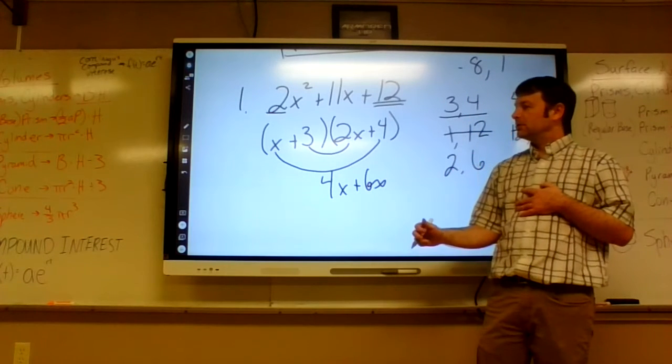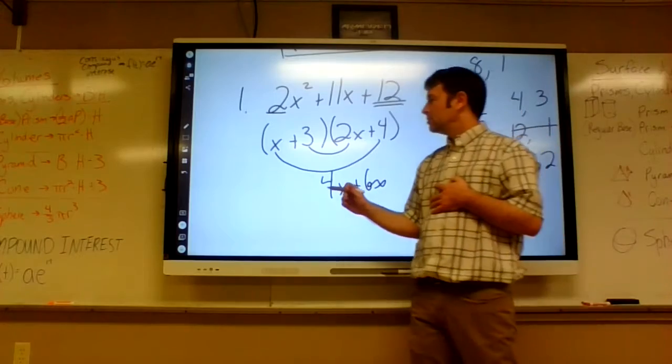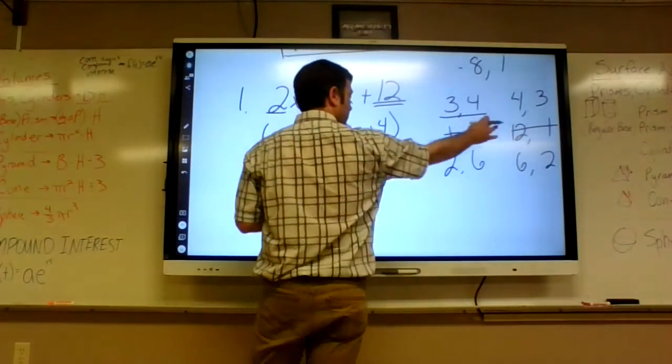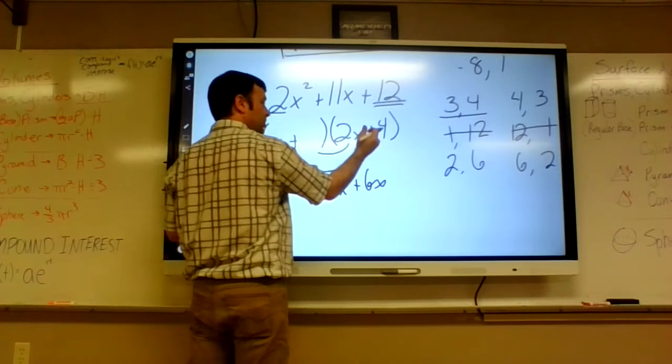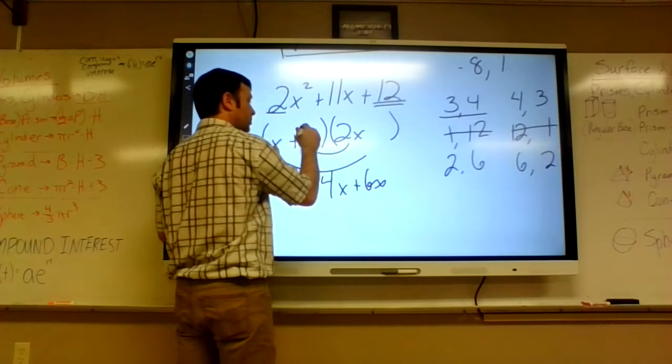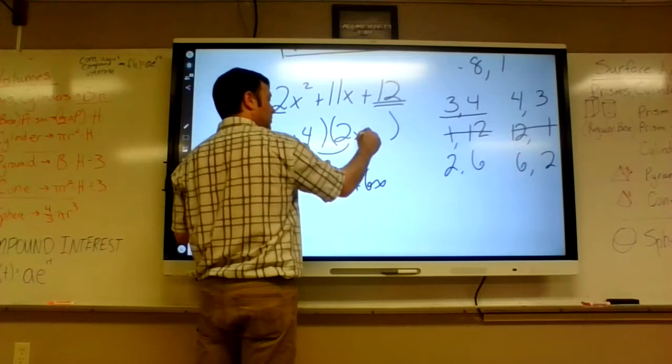Maybe it's 2x times x. Or is it 4 and 3? Okay, so it could be 4 and 3, 2 and 6, 6 and 2. So before I go on to new numbers, I pretty much always just try it the other way around. So 4 and 3.